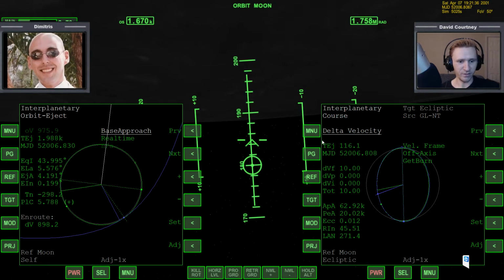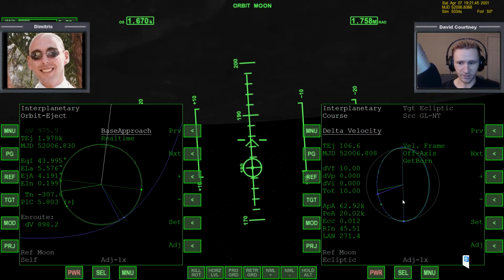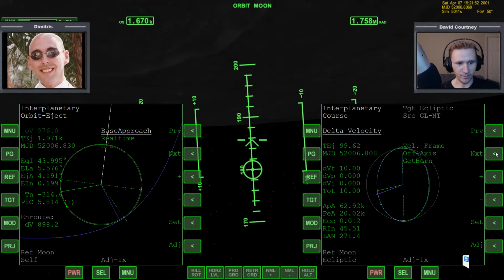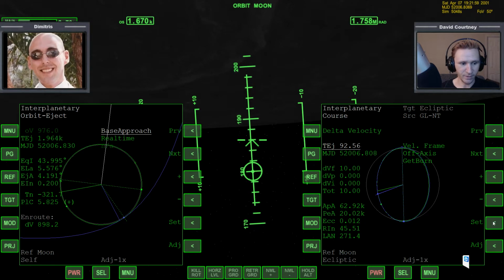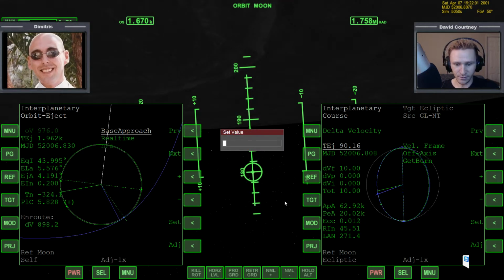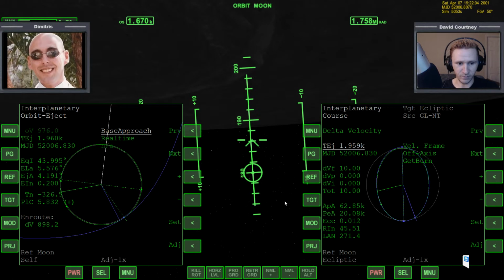So we went to the menu, then we went to the course options, and then went down to delta V, or delta velocity rather, and now we have the delta velocity program on the right. We want to basically copy what we see over on this side, is that correct? Exactly. And the way we do that is by going next, in the TEJ, right now it's 96 seconds or whatever, we're going to change that to that number. So we're going to do set, and we'll go 1960, that'll be close enough. We have to make adjustments either way, so having it exactly match isn't important.